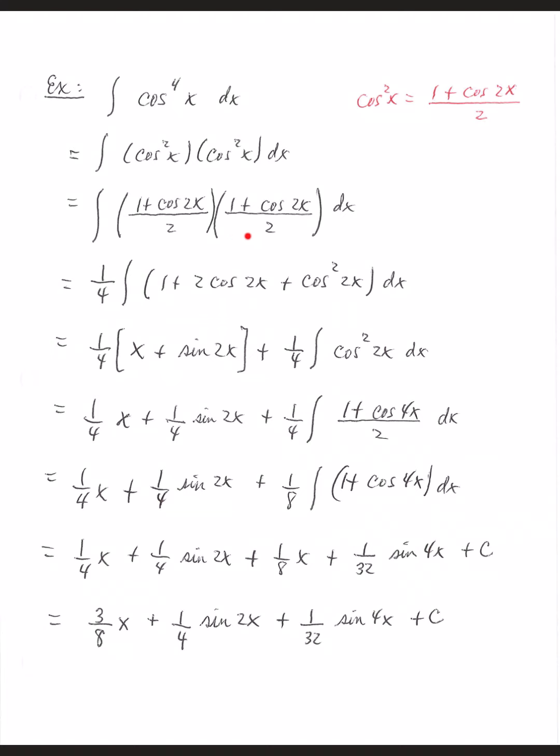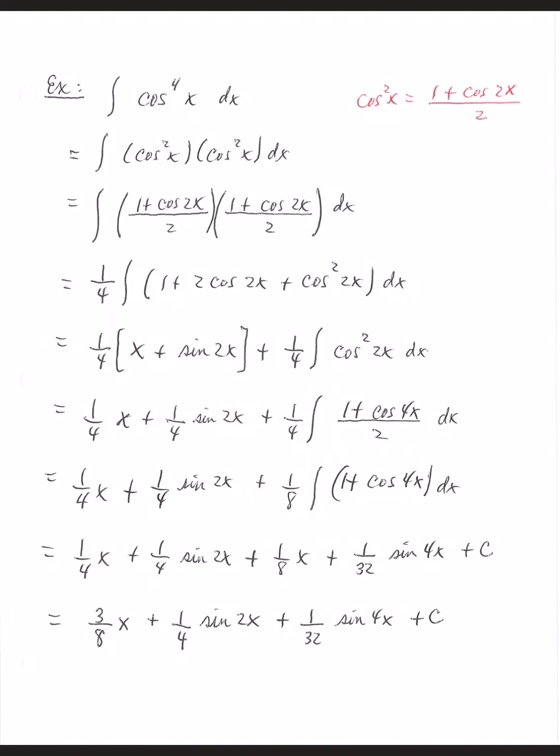Now I distributed the 1/4 out here to the far right, so I'm not integrating or taking the antiderivative of this yet. When you distribute, you get 1/4 cosine squared 2x dx. These first two terms, we got the antiderivative just fine.